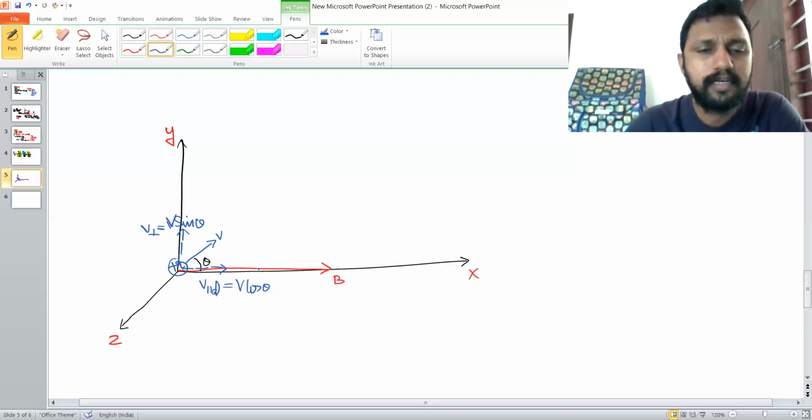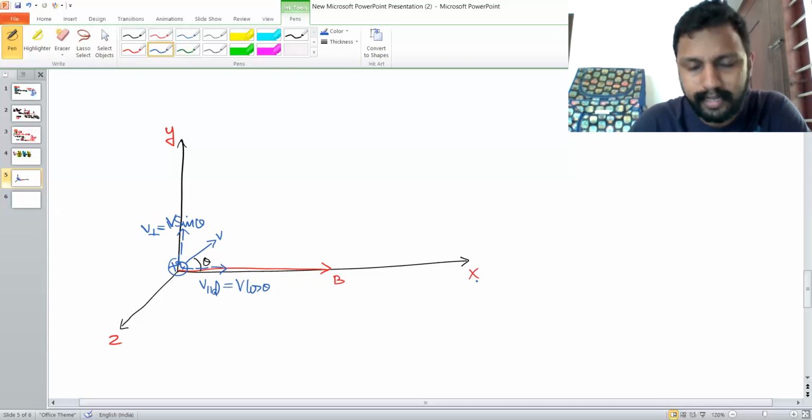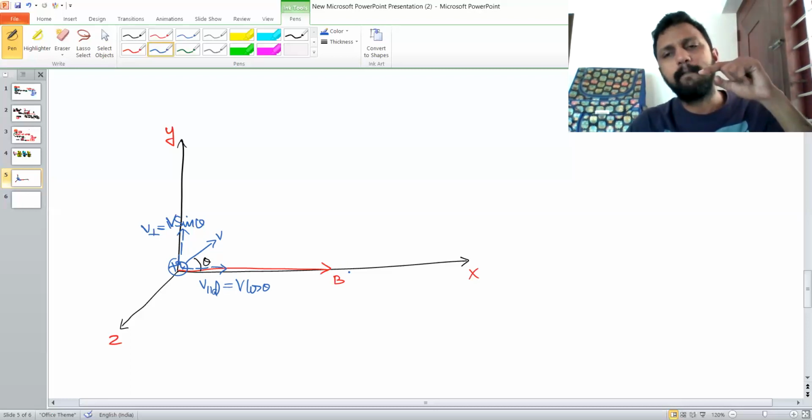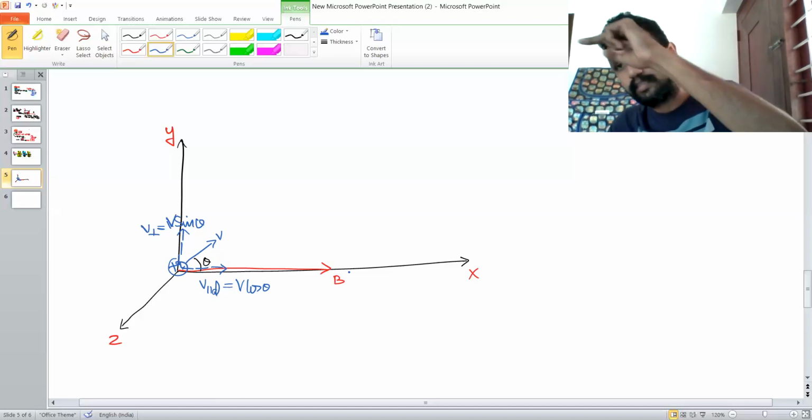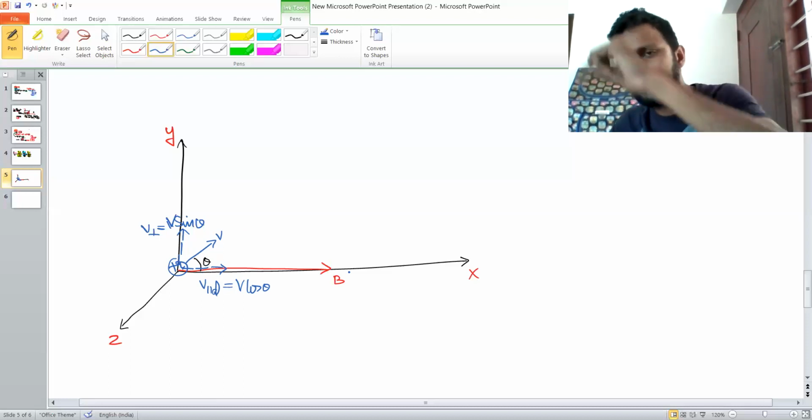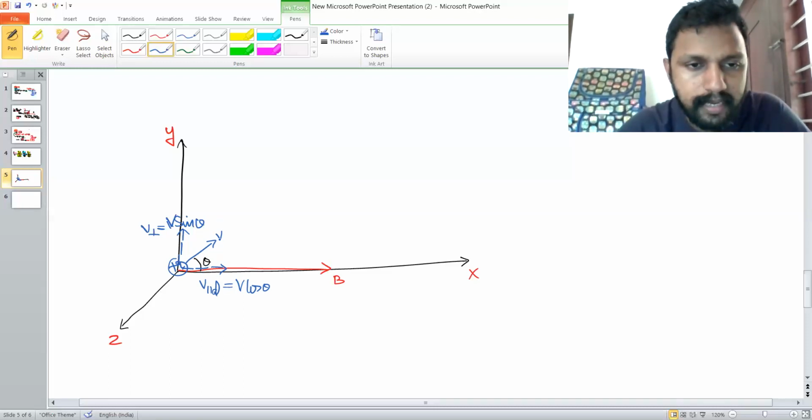Then in this particular situation, the V cos theta component is trying to move the charge particle in x direction, and the V sin theta component is trying to rotate it. The component which is perpendicular to magnetic field will try to rotate it. The component which is parallel to magnetic field will try to move it forward. Therefore, the combined effect will create a motion like this, which means it will move in a helical path.